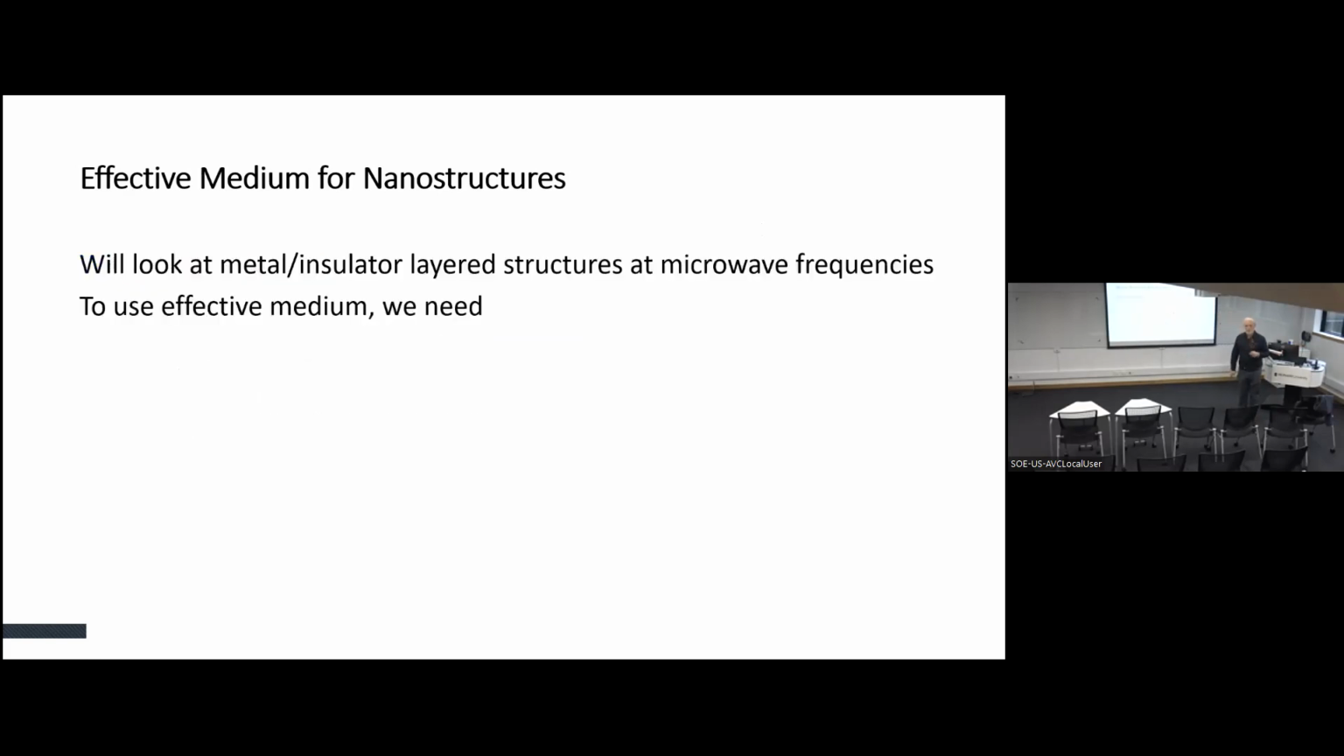So what we're going to do is make a new kind of material, a metal insulator structure, and we're going to use effective medium to calculate it. I'm just going to give you a hint about it. What do you need to use effective medium? The wavelength should be bigger than the microstructure that I'm building in.